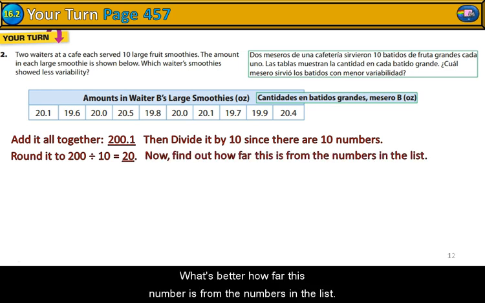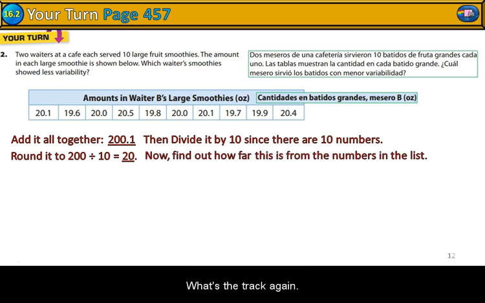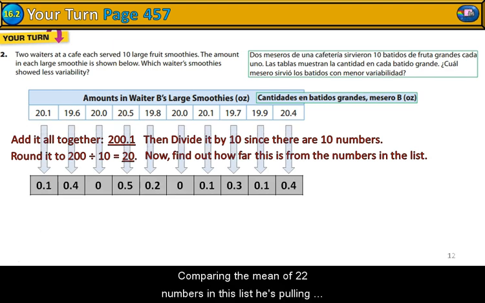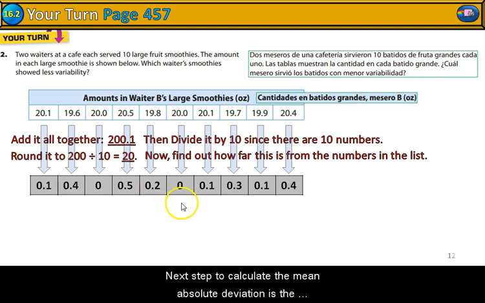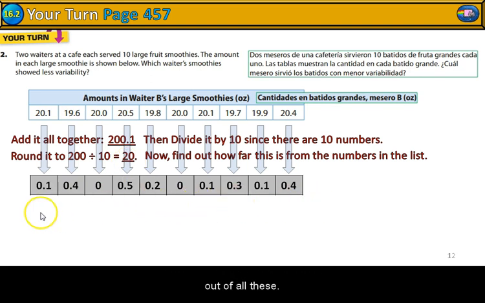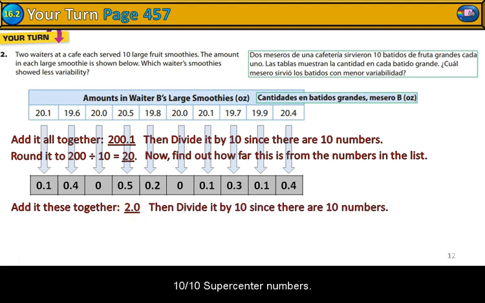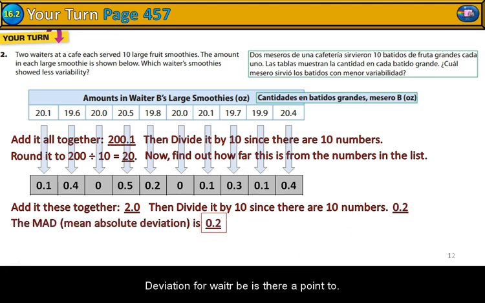Let's find out how far this number is from the numbers in the list. We'll subtract again. Comparing the mean of 20 to the numbers in this list, we find the differences by subtracting. Here are all the differences between the values in the original list and the mean of 20. Our next step to calculating the mean absolute deviation is to add up all these values and divide by 10. When we do this, we have 2.0 as the total, and then divide by 10 since there are 10 numbers. We get 2 divided by 10, which is 0.2. The mean absolute deviation for waiter B is 0.2.